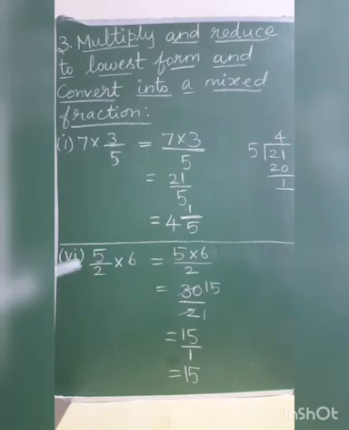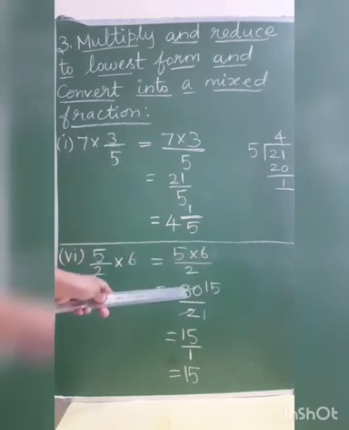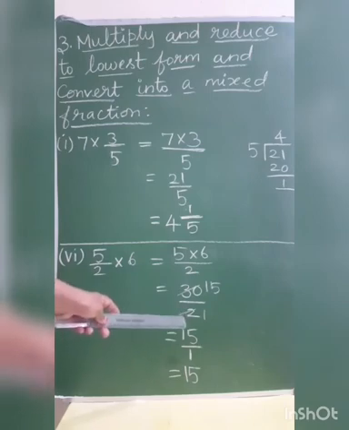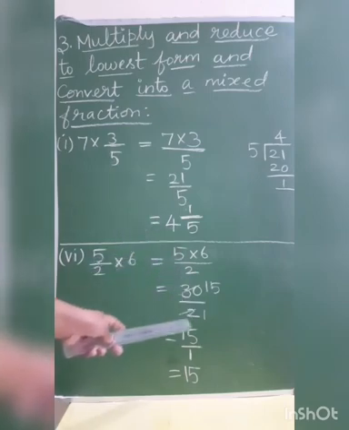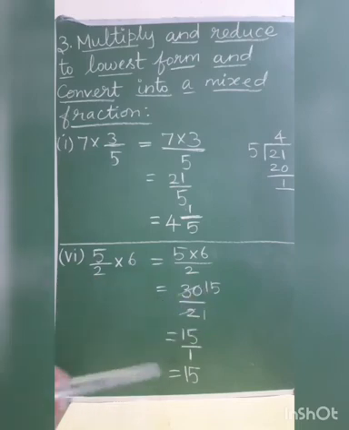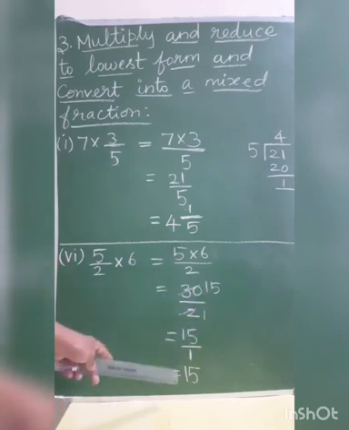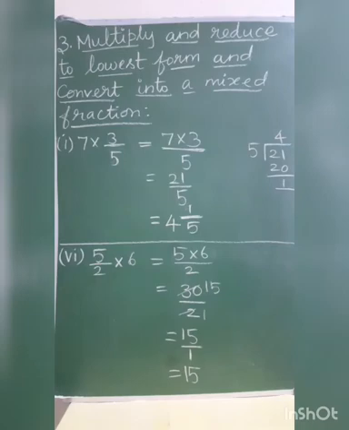The sixth sum is 5 by 2 into 6. So numerator multiplied with the whole number, divided by 2. 5 6s are 30, the denominator is 2. In the 2 table there is 30, so you can cancel. 1 2 is 2, 15 2s are 30. So 15 by 1, the answer is 15. The denominator is 1, so 15 by 1, the answer is 15. So in the sixth sum, the answer is 15.